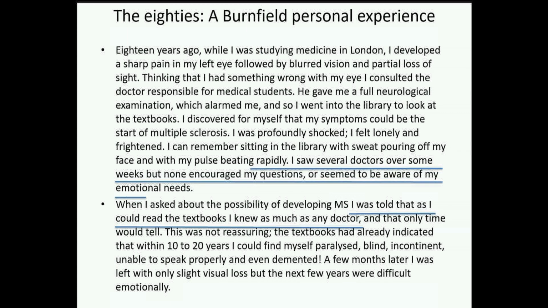This is the experience of Alexander Brunfield, who was a psychiatrist and who wrote his personal experience in the British Medical Journal. I don't want to read all the things, but you see he was affected by optic neuritis, typical optic neuritis, and he said that he saw several doctors over some weeks, but none encouraged my questions or seemed to be aware of my emotional needs. And he was told that he could read the textbooks and he knew as much as any doctor, and that only time would tell.